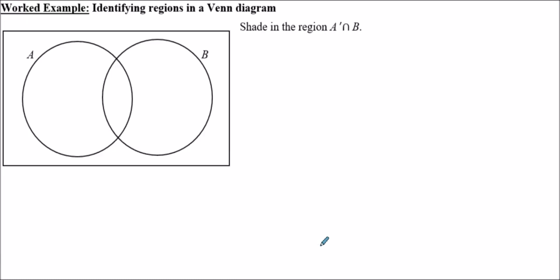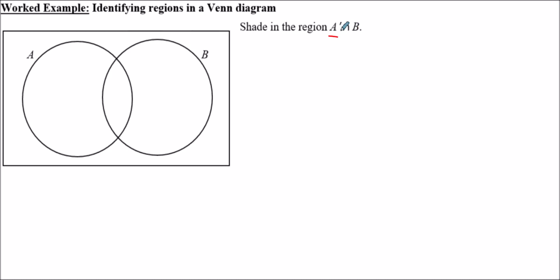Let's now have a look at a worked example for these Venn diagrams. This one kicks off without being too difficult. The others are slightly more involved. All we're asked to do here is shade the region A dashed intersection B. So this means A dashed and B together. So this is going to be an overlapping bit.